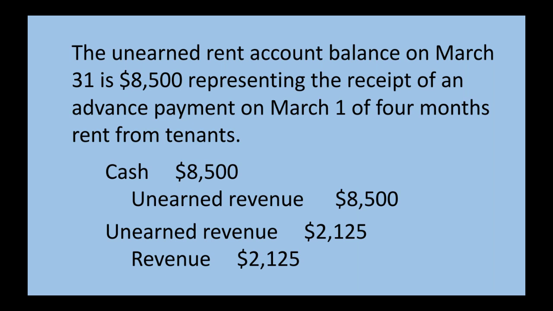of $8,500. The adjustment entry needs to occur because it is now March 31st, so the company has fulfilled 1 month of their obligation to their tenants, which means that you need to take the $8,500 and divide by 4 to come up with a value of $2,125. This is the amount of unearned revenue that the company has fulfilled, so now it needs to be considered actual revenue. So you debit unearned revenue for $2,125 and then you credit revenue for the same.